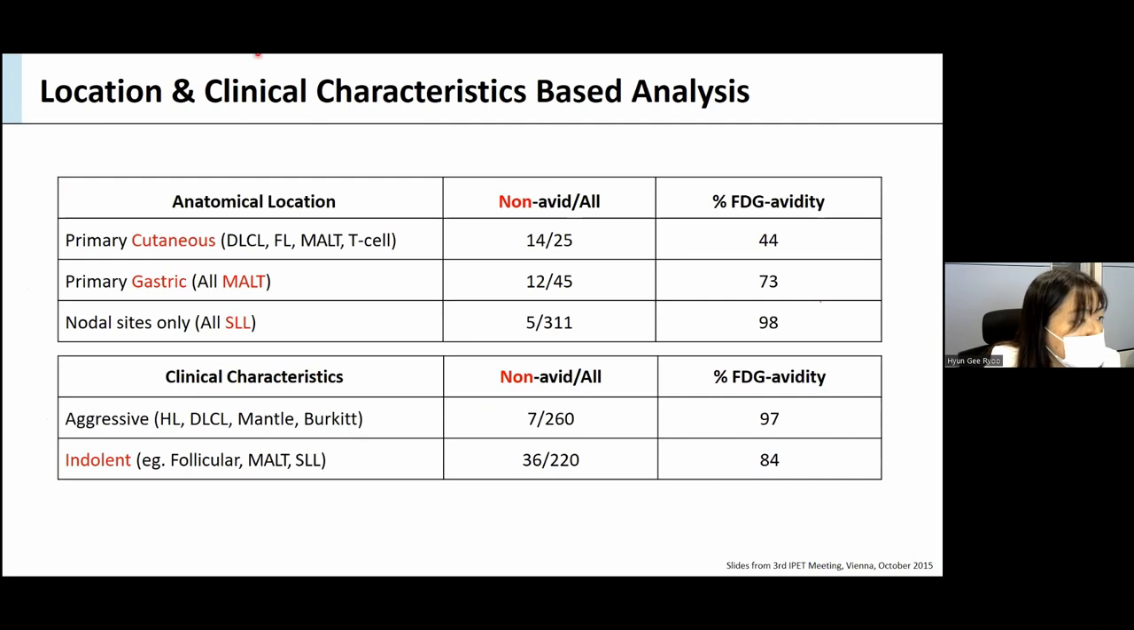And also, as I mentioned in the previous slide, cutaneous lymphoma has a low FDG uptake. And also MALToma, like gastric MALToma, has a low FDG uptake, and such as SLL or CLL has a low FDG uptake. So this kind of lymphoma is non-FDG avid. And as I mentioned, the aggressive type has a high FDG avidity, but the indolent type of lymphoma has a low FDG avidity.